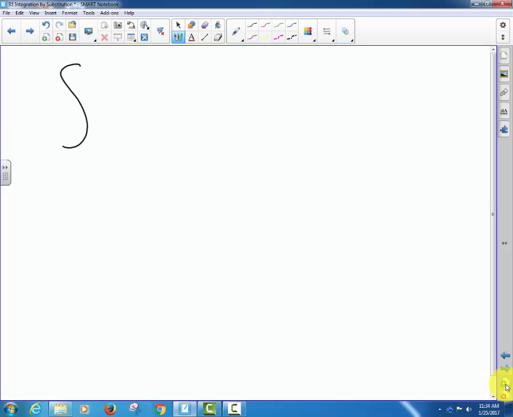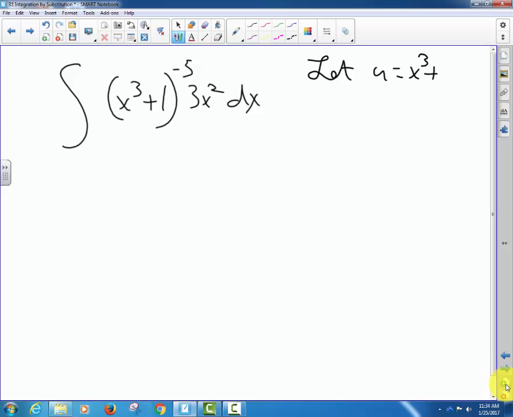The integral of x squared, nope, take that back. The integral of x cubed plus 1 to the negative 5, 3x squared dx. And we've got to integrate that. So who can tell me what they think the u should be? Very good. That's right. We're going to let u equal x cubed plus 1.